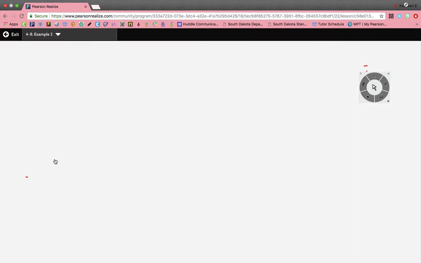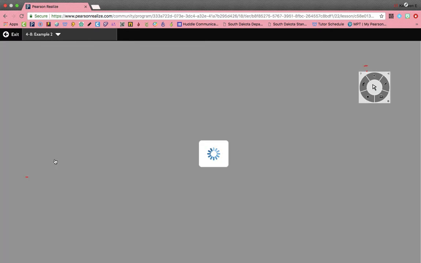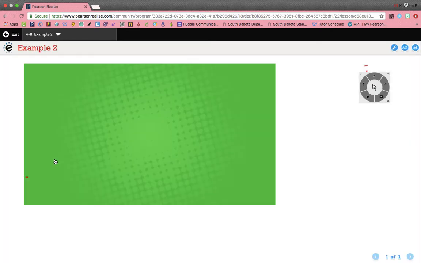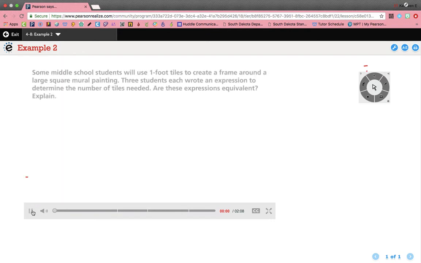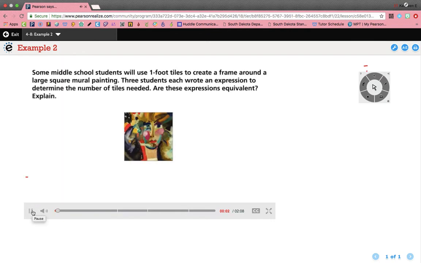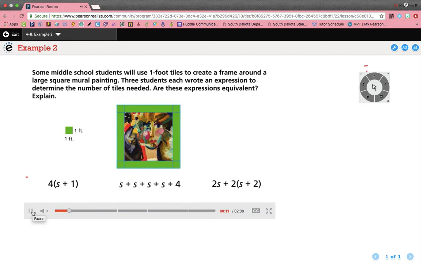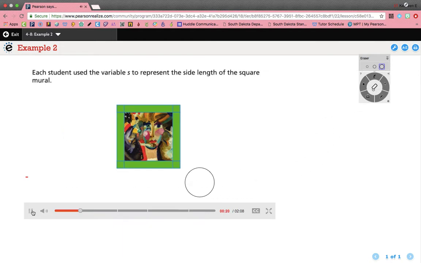Example 2. Some middle school students will use 1-foot tiles to create a frame around a large square mural painting. 3 students each wrote an expression to determine the number of tiles needed. Are these expressions equivalent? Explain. Each student used the variable s to represent the side length of the square mural.